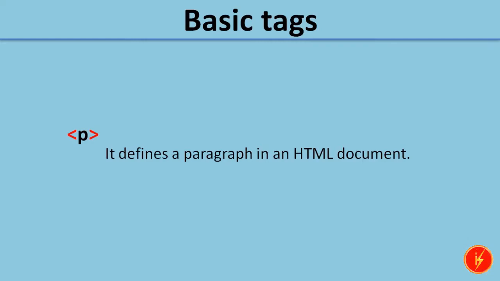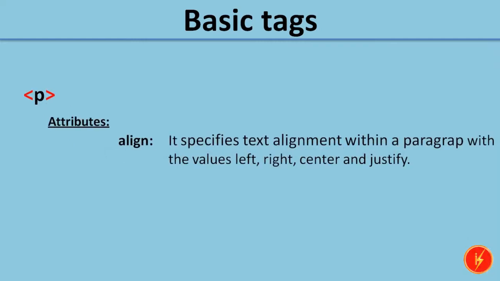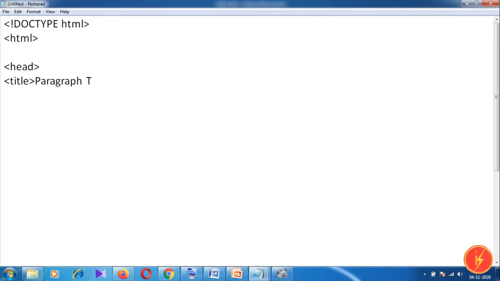The P tag supports an align attribute with the values left, right, center, and justify. Left aligns the paragraph text to the left, right aligns the paragraph text to the right, center aligns the paragraph text to the center, and justify is used to justify the paragraph text. Let's write example code in Notepad using the paragraph tag.